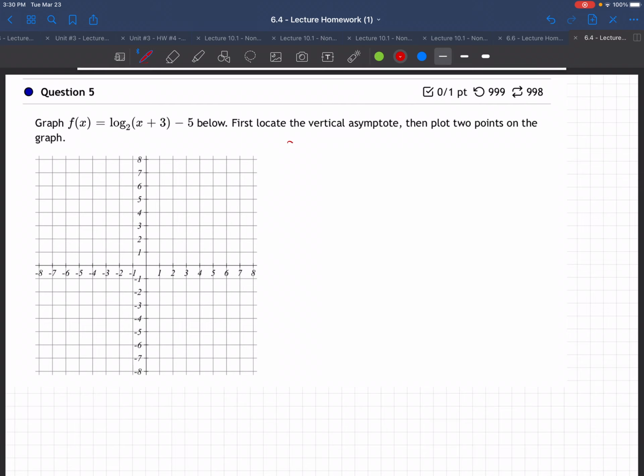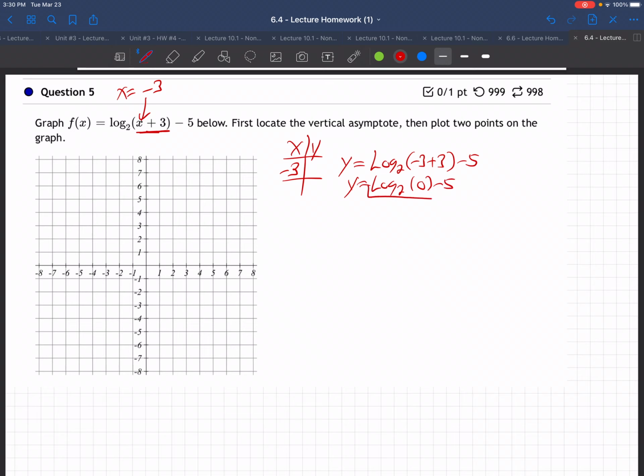So I'm going to make an xy table, and I'm going to plug in what will make the parentheses 0. That would be x is negative 3, right? That'll make the inside 0. So what do we get? Then we get y equals log base 2 of (negative 3 plus 3) minus 5. That's log base 2 of 0 minus 5.